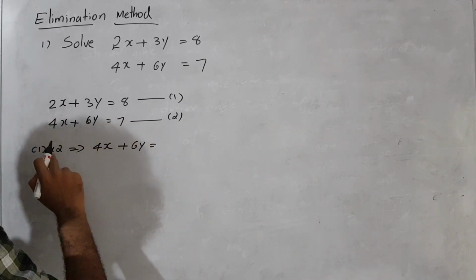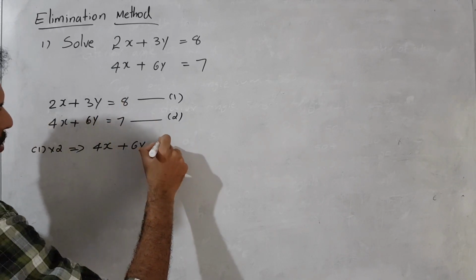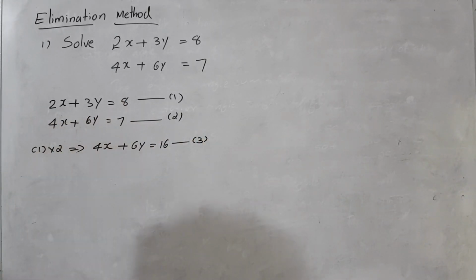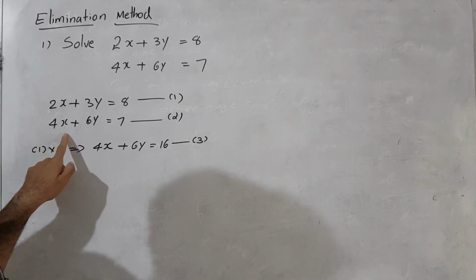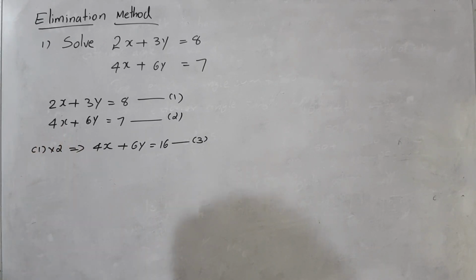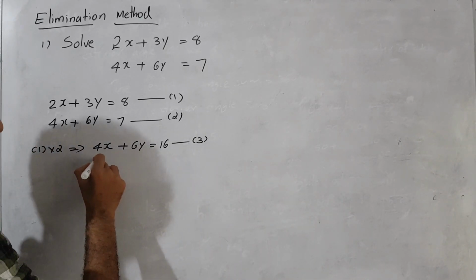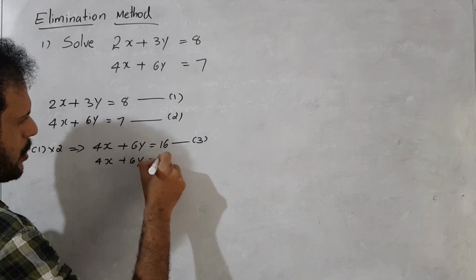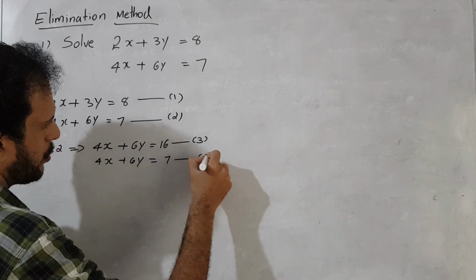2 into 8 is 16. That we name as equation 3. Next, we do not make any change in equation 2, so we write the same: 4x plus 6y is equal to 7, that is equation 2.